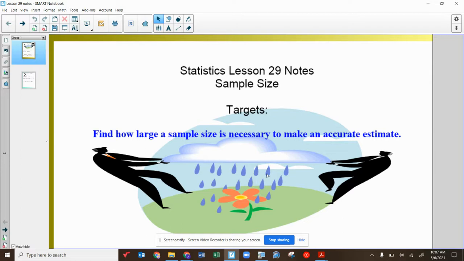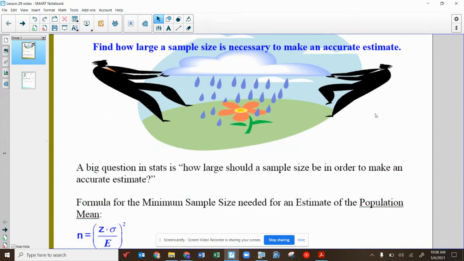All right, last lesson in Unit 7, which is Lesson 29. What we're going to do with this one is determine sample sizes that would be necessary to make an accurate estimate. The question will come up is, if you want to know a particular, whatever your question happens to be, how many people should you actually survey? Is it okay to survey 10 people? Is it okay you have to survey 172 people? What is the number that you need to be able to come up with an accurate estimate?